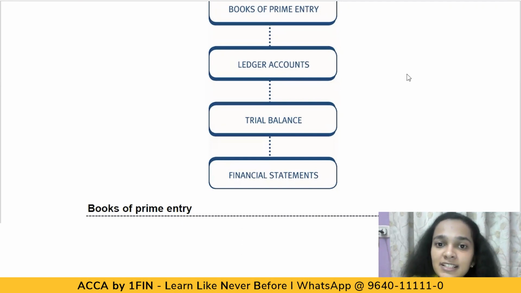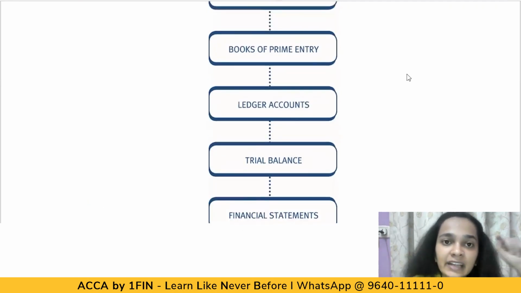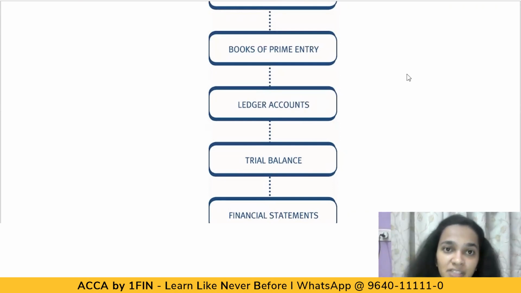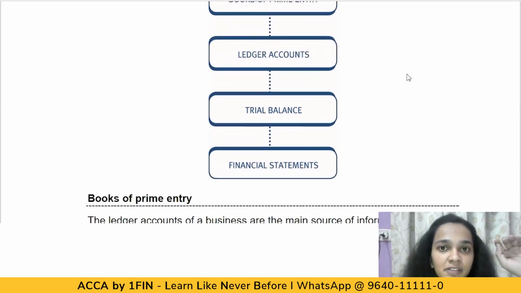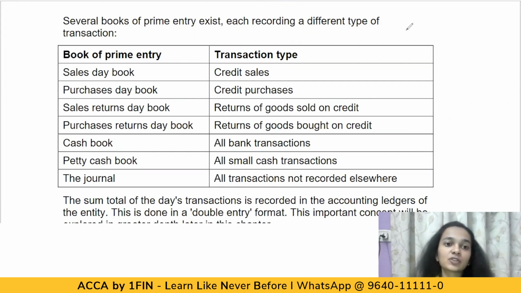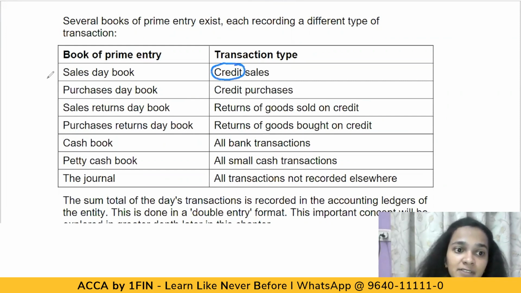So let's first understand the first step, that is entering the transaction in the books of prime entry, or primary entry. Let's understand what the different books of prime entry are. There are different books for recording different types of transactions, maintained by business organizations. The first one is the sales day book. The sales day book is for recording credit sales. It is only credit sales. Whenever goods are sold on credit, the entry will happen here in the sales day book.